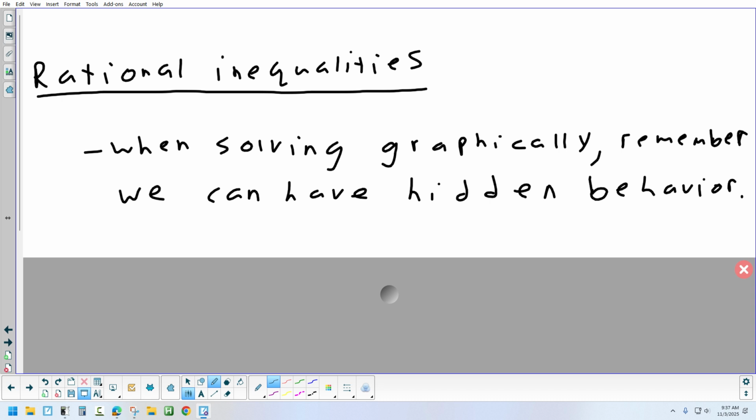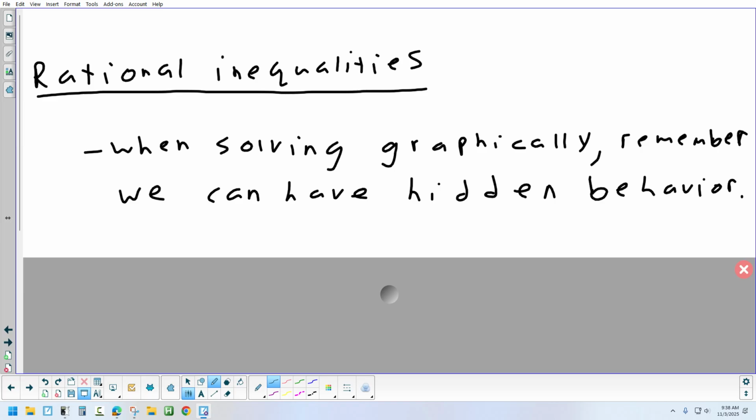Okay, so rational inequalities. We're moving on from equations. We're finishing with inequalities. We are going to solve these graphically. So we're not going to do the multiply by the LCD kind of thing. We can't do that. So we're going to solve it graphically.